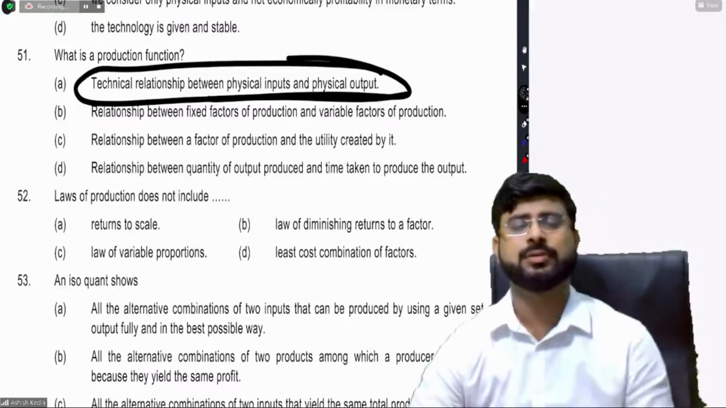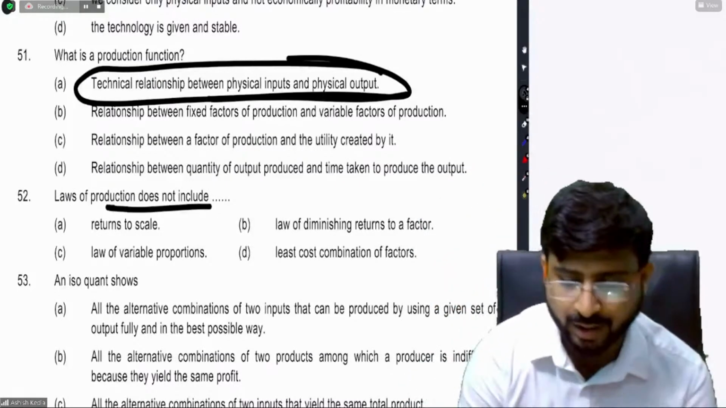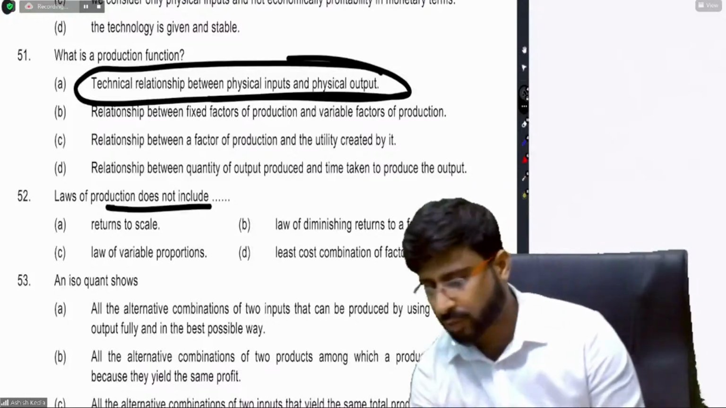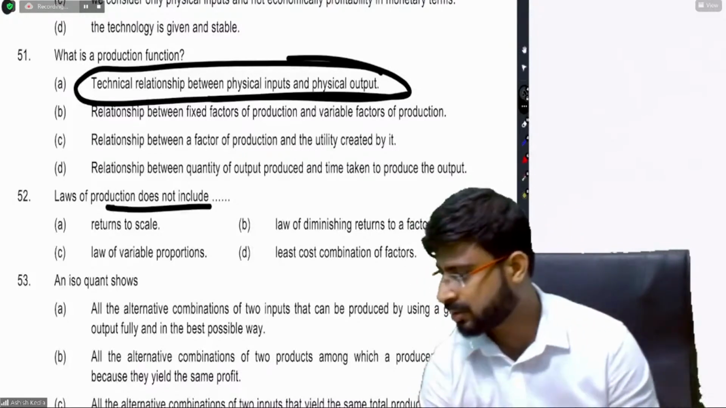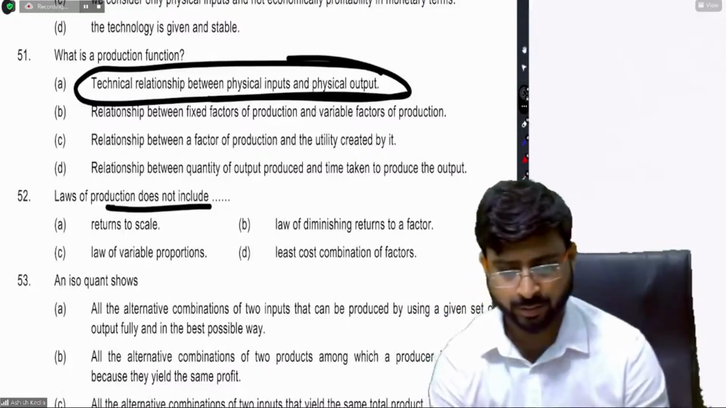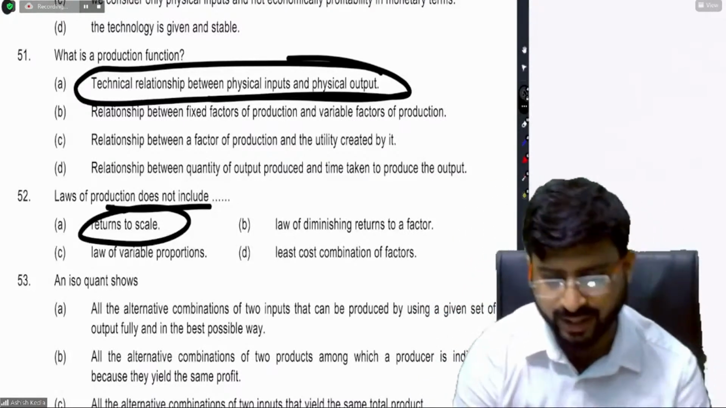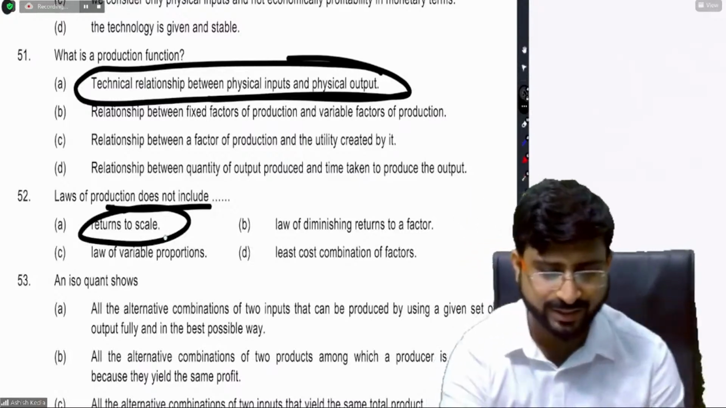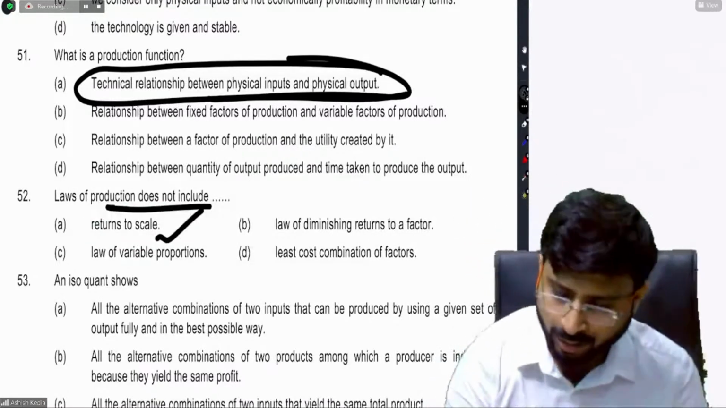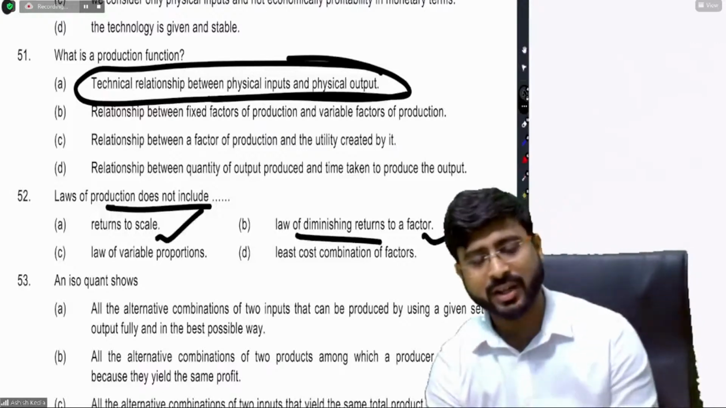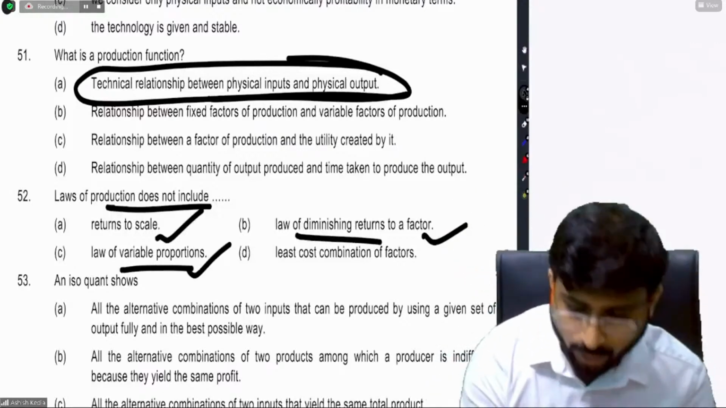Okay, let's move on. Law of production does not include. So good question, everyone. It is returns to scale. Yes, it is included in law of variable proportion. Yes, it is there. Law of diminishing returns. Yes, we study it under law of production. Law of variable proportion we study.